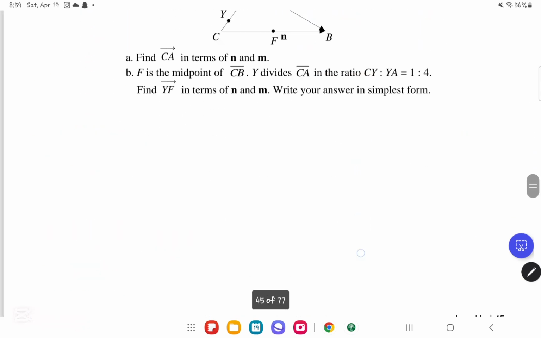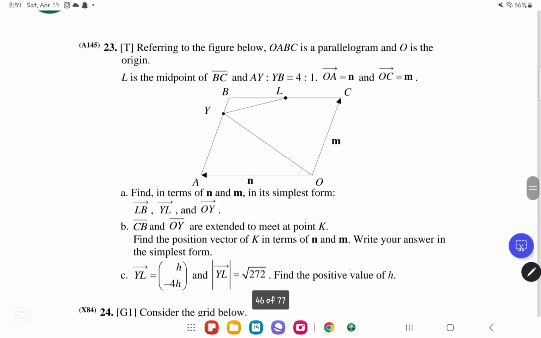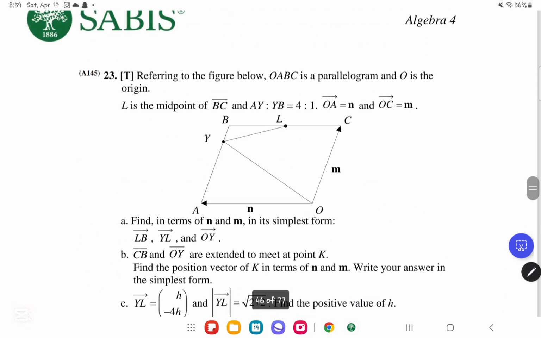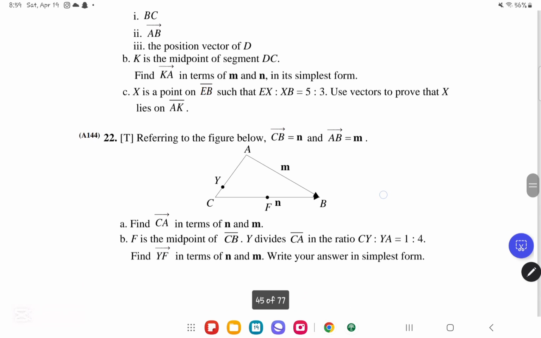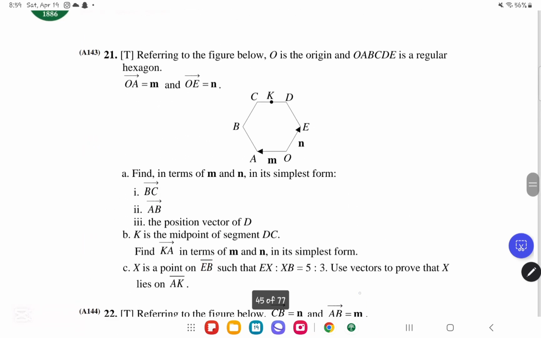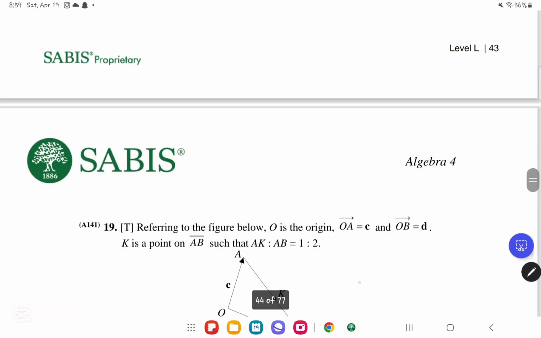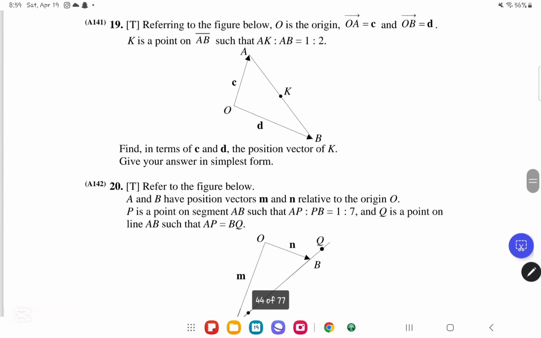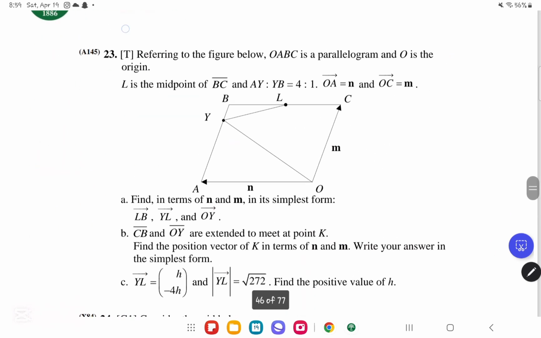Look what I will do. 24 is the same as 17, so I'm not going to do 17. 23 is very important. I'm going to do the 23. 22, not so important. 21, okay. So basically, I'm only going to do 23 and 24 because 23, I feel it is very, very important, okay? Okay, so they said find in terms of N and M in simplest form, LB, YL, and OY.